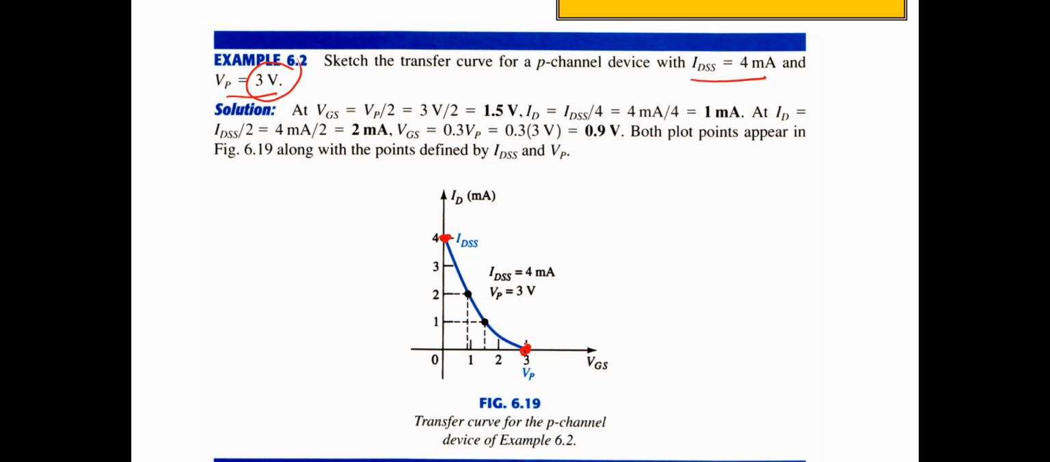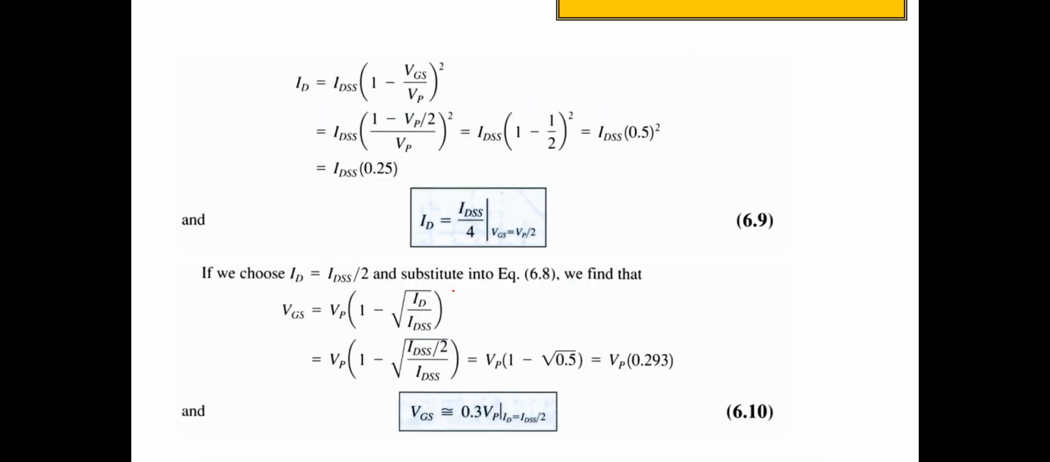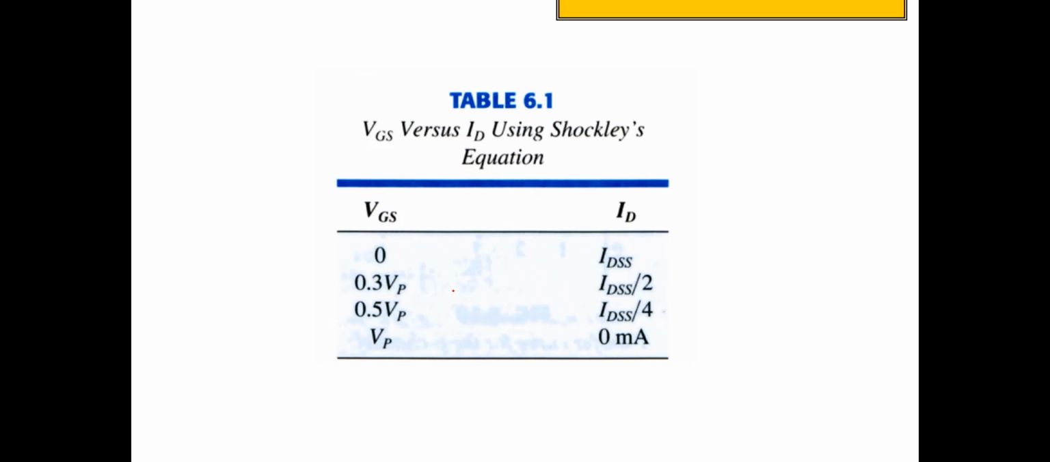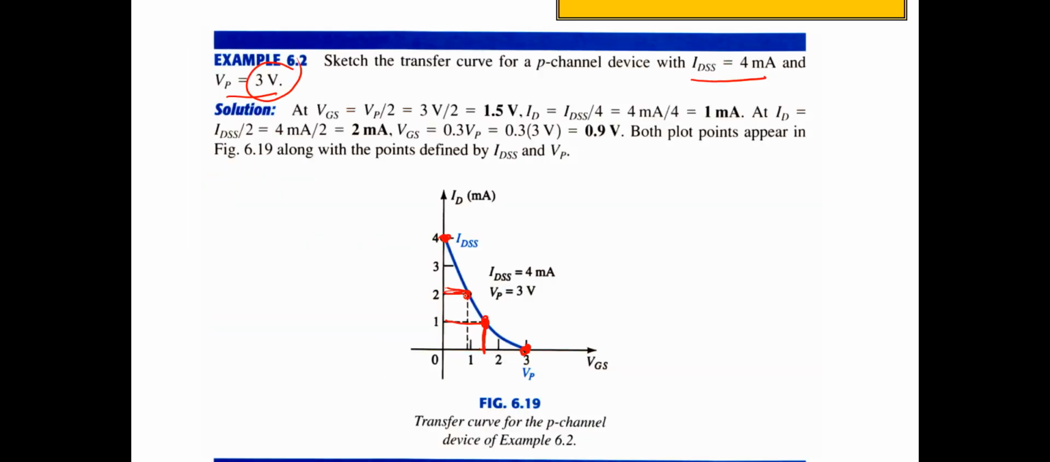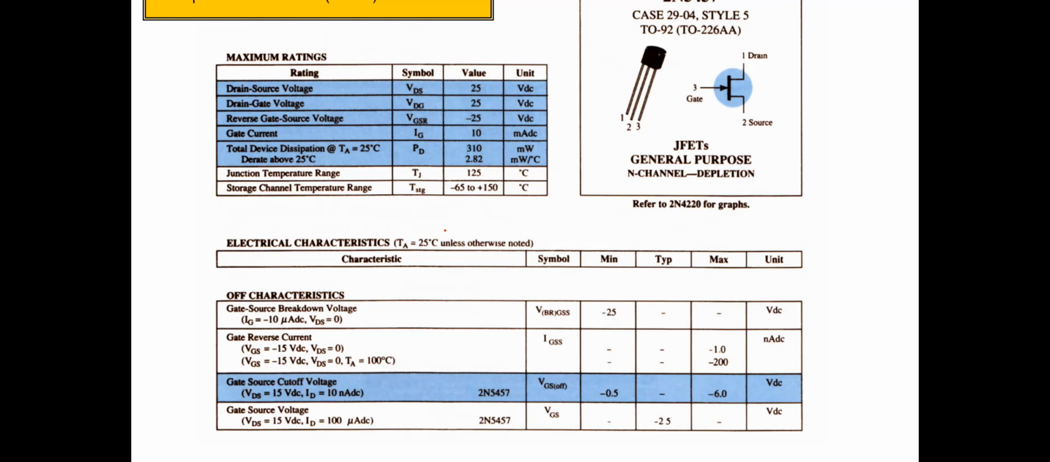Then we have to put two more points here. When VGS is VP/2, or 1.5 here, ID is equal to IDSS/4, which is 1, so we have another point here. And the last point, when ID is IDSS/2 or 2 milliampere, VGS is 0.3 VP, like in this summary. So we get another point. This is the device characteristic of the P-channel FET.